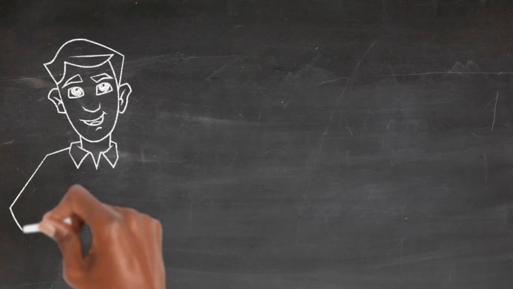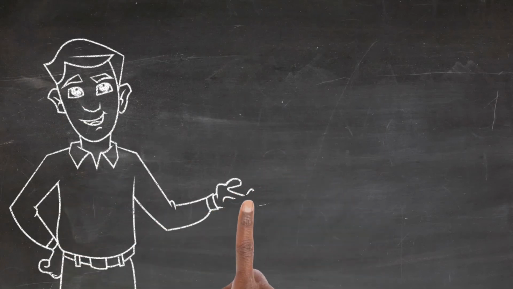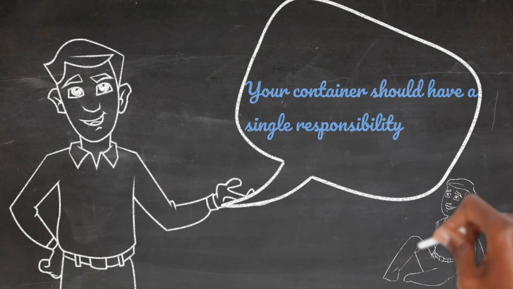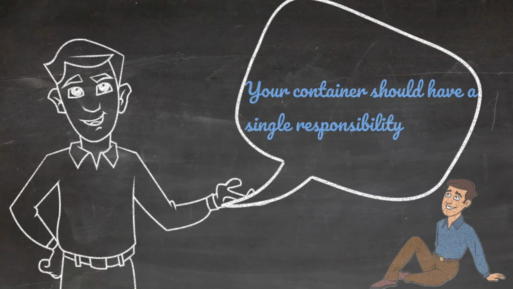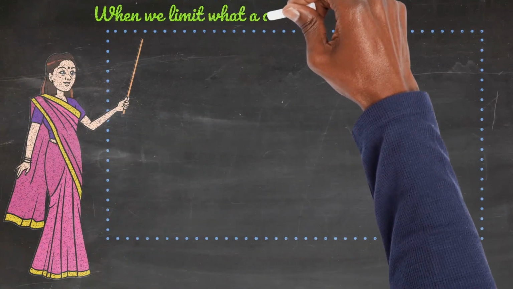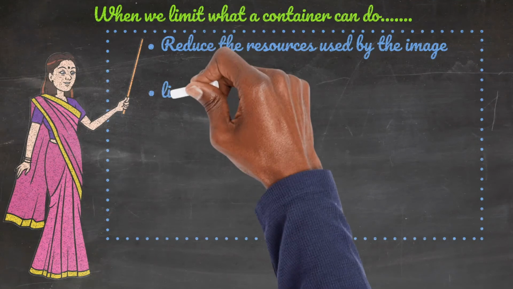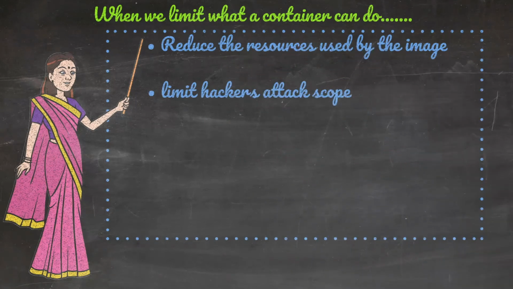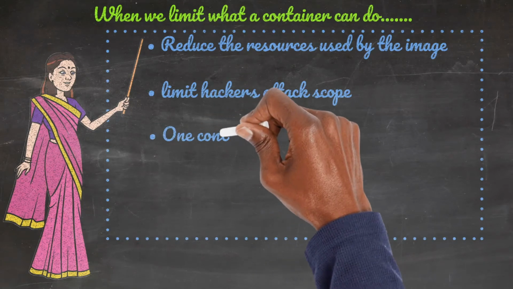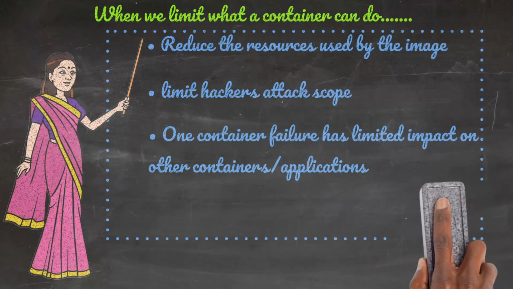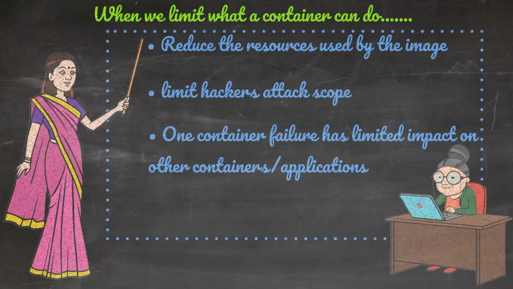A golden rule of thumb when working with containers borrows from the single responsibility principle. That is, your container should have a single responsibility. If it's responsible for doing more than one thing, then it should be broken down into different services. When we limit what a container can do, 1. We reduce the resources being used by the image and thus reduce the size of the image. 2. We also reduce the chances of a hacker being able to perform anything they shouldn't if they gain access to a running container. 3. It also means that if the container stops working for some reason, there is a limited effect on the rest of the other applications running on the environment, and thus the service can easily be rebooted or recovered.